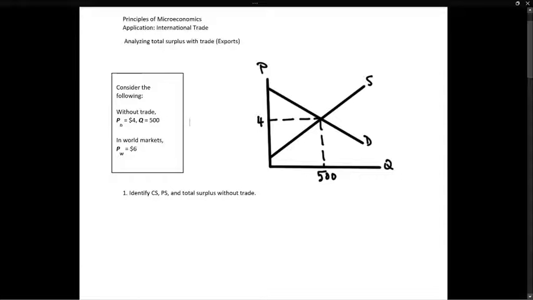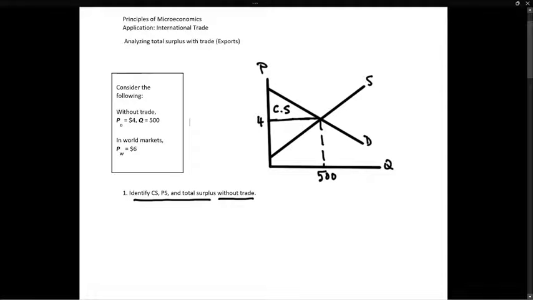Let's identify consumer surplus, producer surplus, and total surplus without trade. We know without trade, consumer surplus is the area between the demand curve and the price line. Consumers are buying soybeans at $4, and here we have the buyer's willingness to pay on the demand curve, and the area between the demand curve and the price line will give us the consumer surplus.